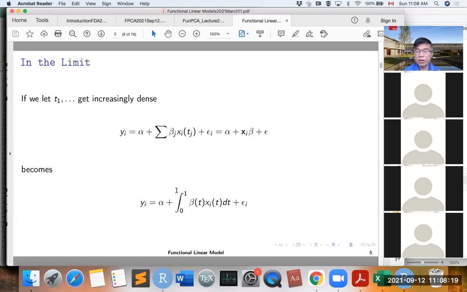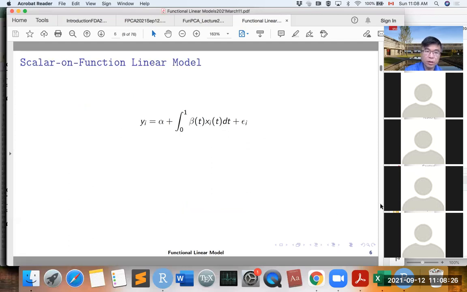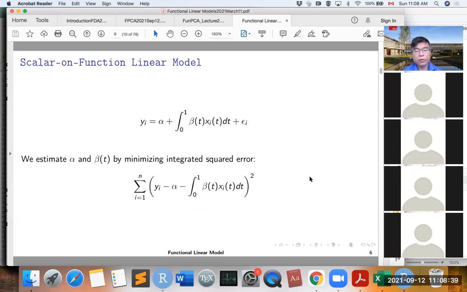Okay, so this is the first functional linear model we will learn. This model is also called the scalar-on-function linear model, because the response is a scalar and the predictor is a function. We will estimate the parameters alpha and beta(t) by minimizing the integrated squared error.